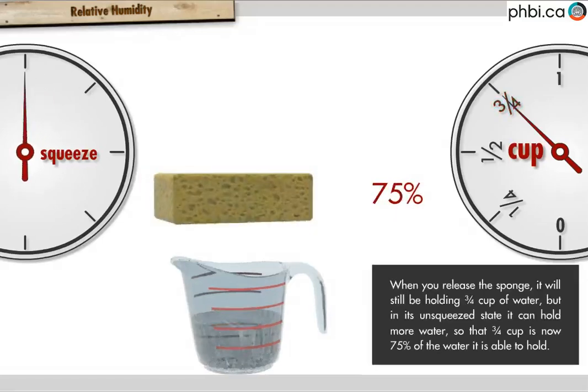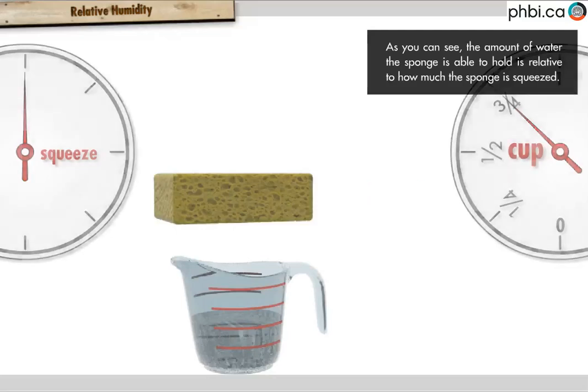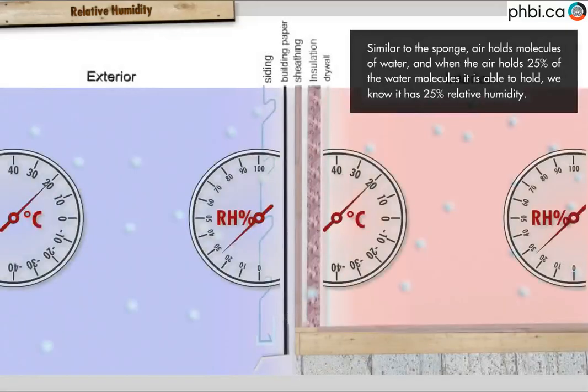When you release the sponge, it will still be holding 3/4 of a cup of water, but in its unsqueezed state, it can hold more water. So that 3/4 of a cup is now 75% of the water it is able to hold. As you can see, the amount of water the sponge is able to hold is relative to how much the sponge is squeezed. Similar to the sponge, air holds molecules of water, and when the air holds 25% of the water molecules it is able to hold, we know it has 25% relative humidity.